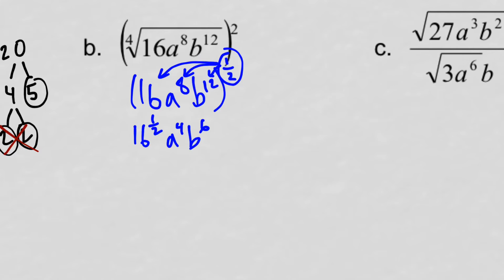Alright, almost there. 16 to the 1/2 power just means the square root of 16, doesn't it? So this means radical 16, a to the 4th, b to the 6th. Notice that the radical that I wrote only covers the 16 because the 1/2 is only there with the 16. And the square root of 16 is just 4. So there you go, 4, a to the 4th, b to the 6th. Done.